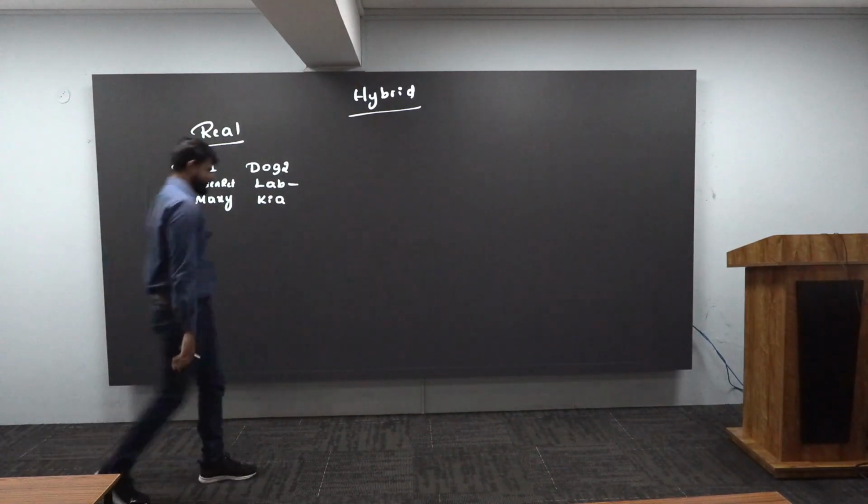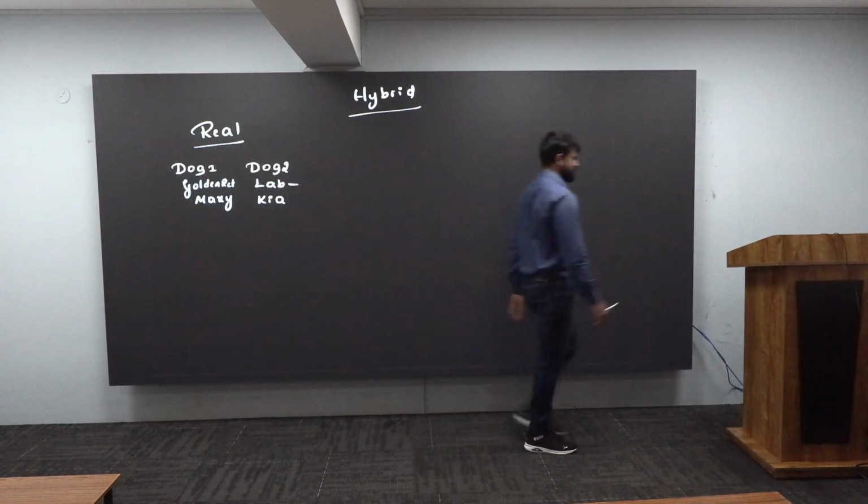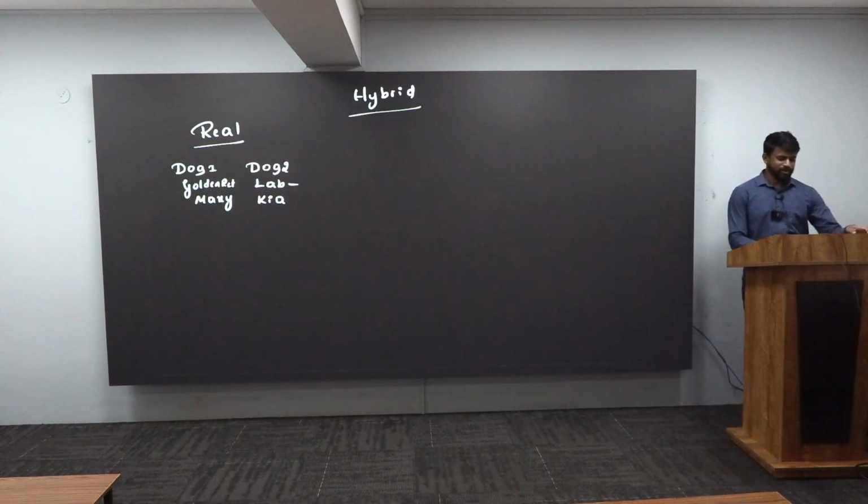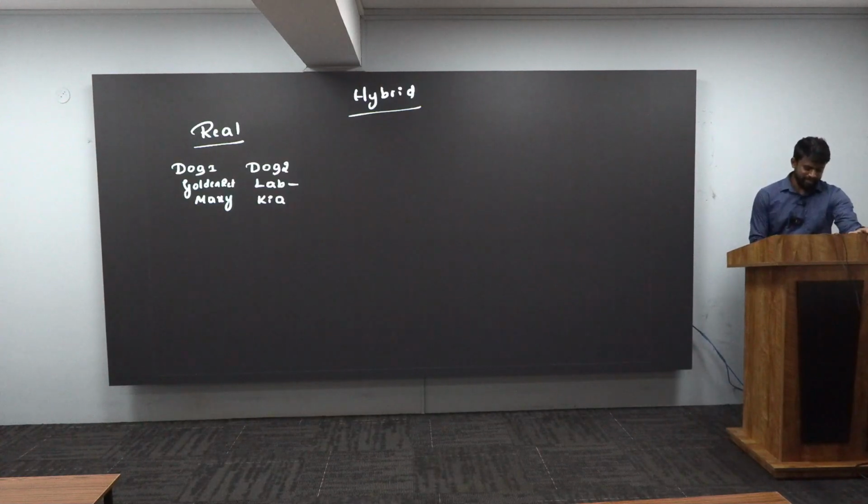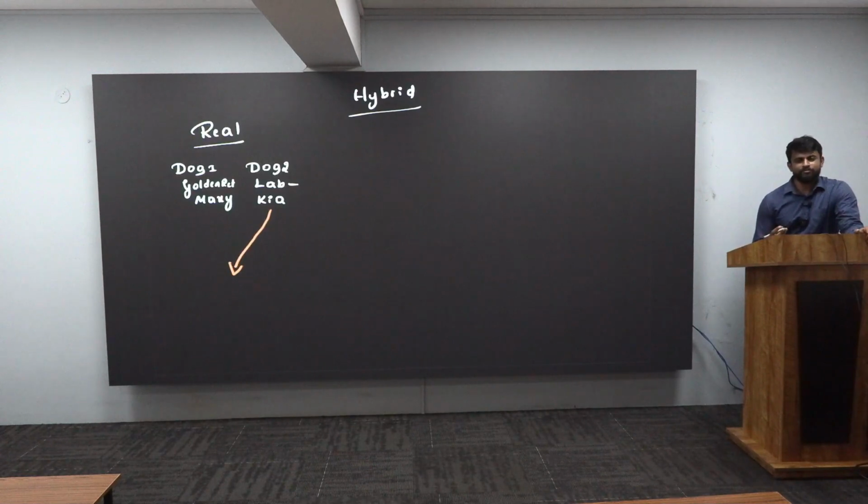What happened is, after some time, we got to know that Kia is pregnant. And this is the real story I'm telling you. Okay? So, Kia gave birth to puppies. The question to you is, those puppies are what? Is it Labrador? Is it Golden Retriever? Hybrid?